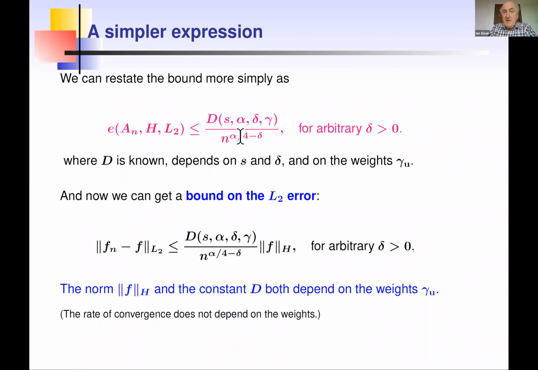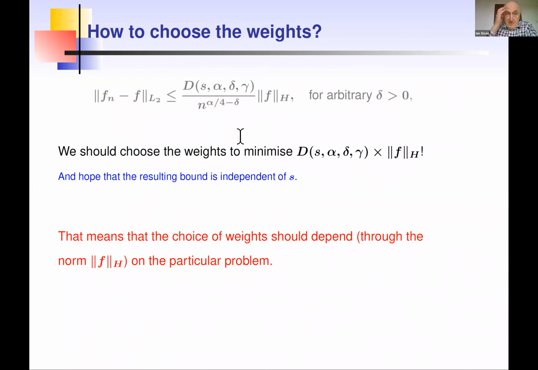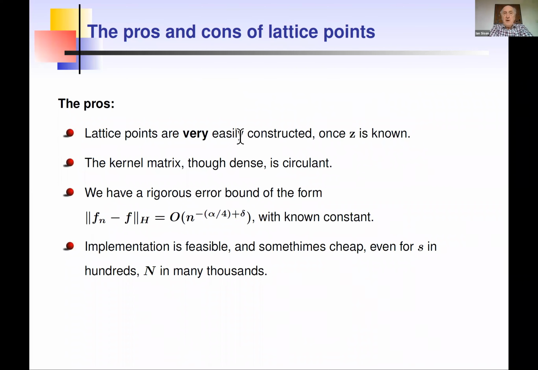To go further, we need, of course, to estimate the norm of F, and that depends on the problem. So we should choose the weights. This is now our point of view: we choose the weights to minimize the product of D times F. The rate of convergence doesn't depend on the weights, but that means we should always think about finding error bounds that depend on the problem. It depends on the setting through the worst case error, but it depends on the problem through the norm of F. And so we need to come to a problem, and I'll do that in a moment.